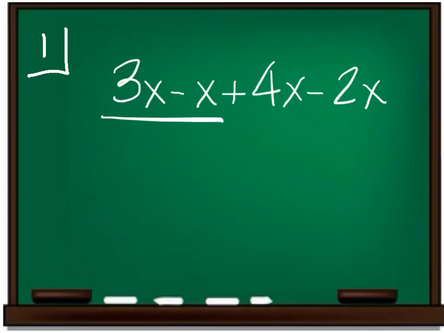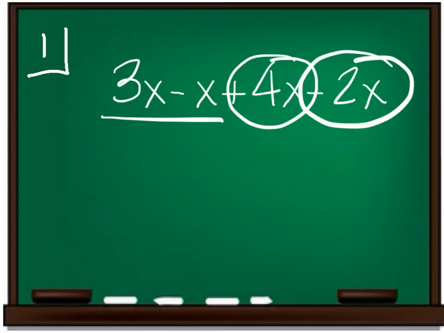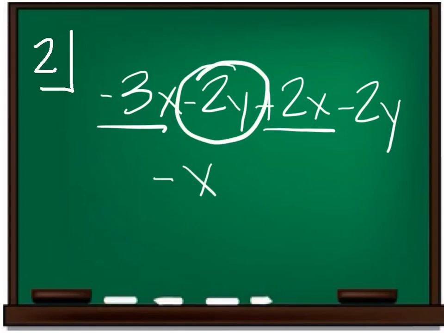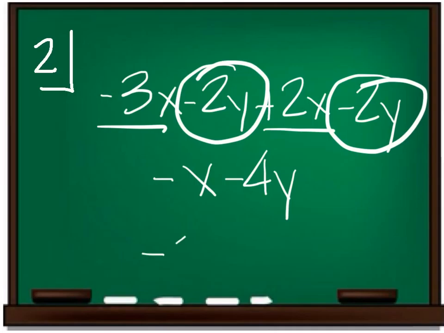3x minus x is 2x, plus 4x is 6x, minus 2x is 4x. Negative 3x plus 2x is negative x, and negative 2y minus 2y is negative 4y. We cannot write negative 1x.